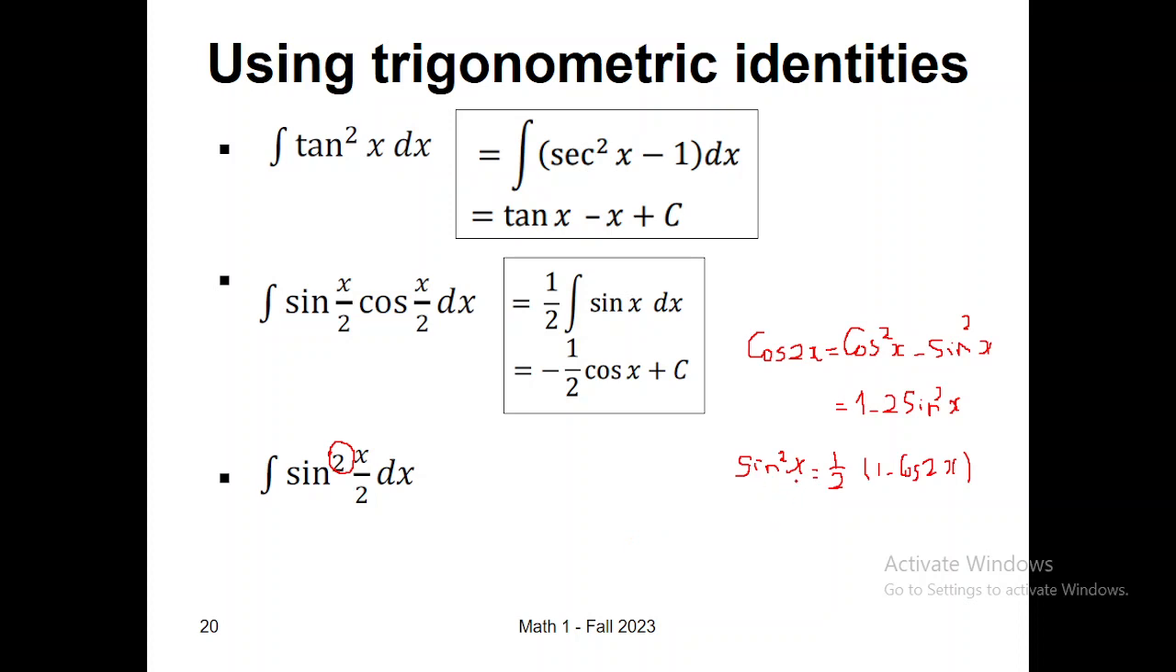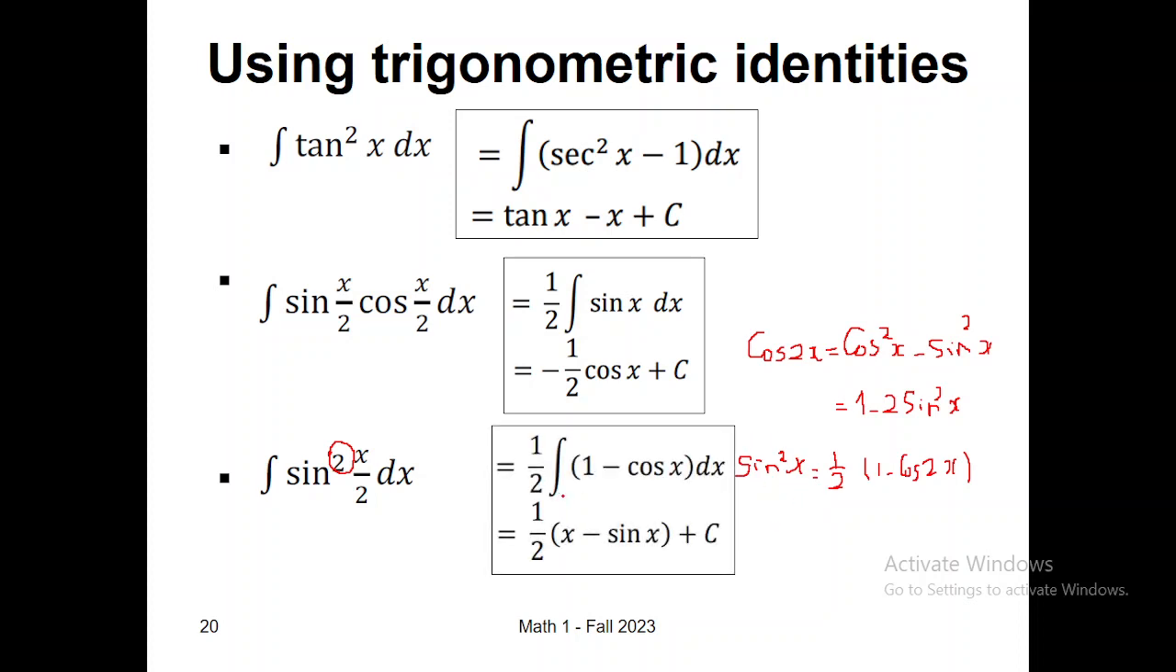But in this case, if we use this rule, we can write the result as the integration of 1 minus cosine 2 multiplied by, here we have x over 2, so we have 2 multiplied by x over 2. So it will be cosine x. This expression is amenable for integration. This will be x and this will be a sine. So using this rule is a very important integration topic.